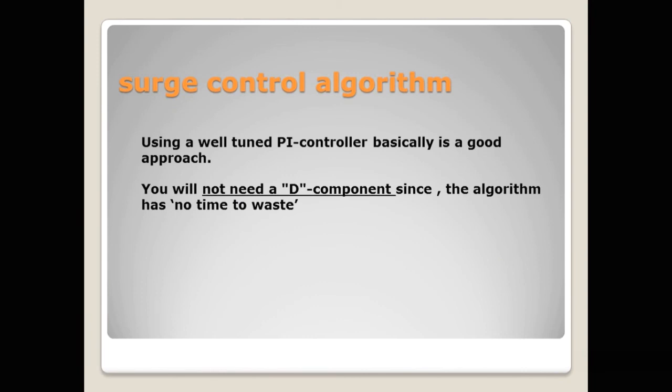And the last word, normally we don't keep a derivative action for the anti-surge control because the action has to be fast and derivative will slightly slow the whole exercise. Since surge comes up like anything, you have to take immediate action, and so we go only for PI control. Just be perfectly tuned so that the controller works normally.